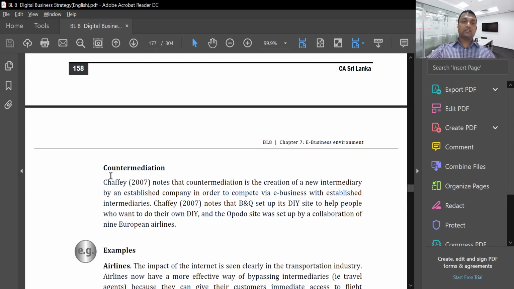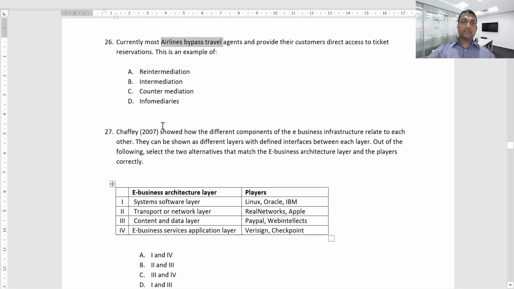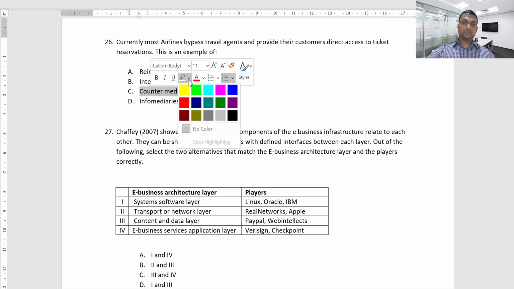Countermediation is creating a new type of intermediary by the established original company using e-business technology. This is mainly focusing on giving the customer the ability to do the shopping, the information gathering, buying, and all the transactions for themselves without any help of other parties. So the answer for question 26 is countermediation.